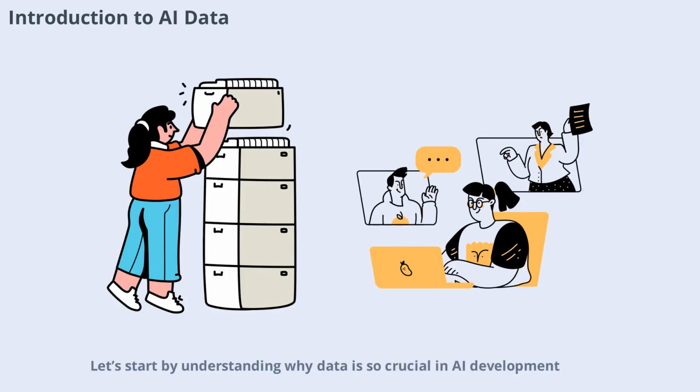Let's start by understanding why data is so crucial in AI development. High quality and sufficient data are the backbone of any successful AI project. Without the right data, even the most advanced algorithms won't deliver the results you expect. So let's dive deeper into what data really means in the context of AI.